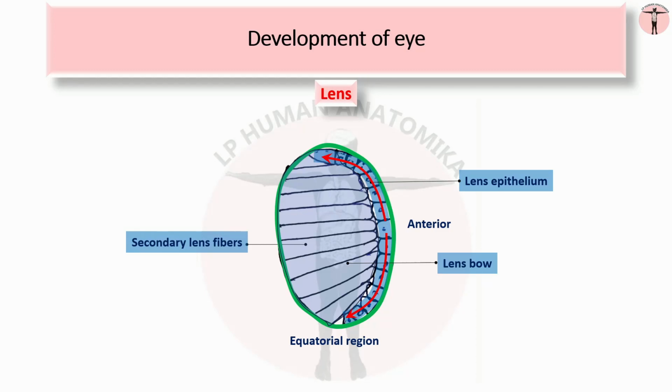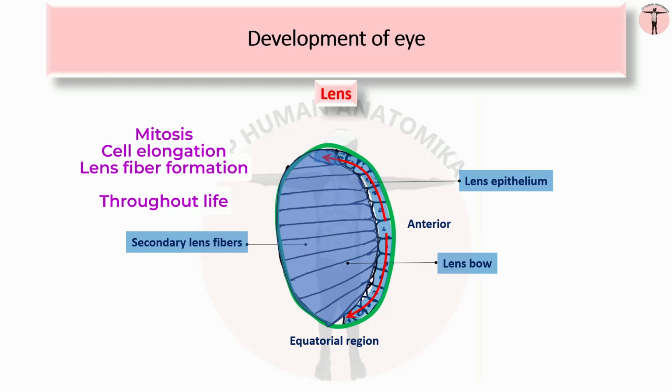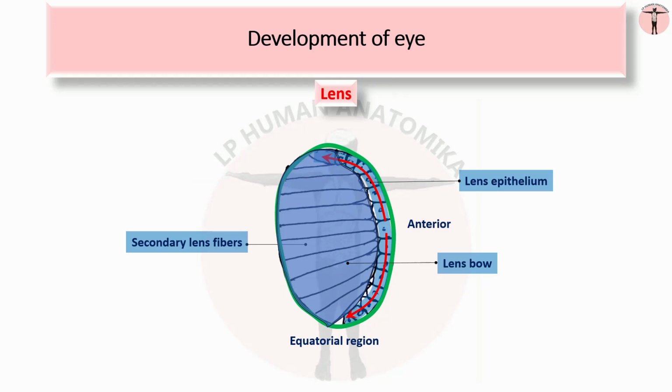The first layer of secondary fibers is completed by the 7th week. Secondary lens fibers continue to form and each layer surrounds the previous layer. Mitosis, cell elongation and lens fiber formation continue throughout development and throughout life. The lens is initially spherical in shape but becomes more ellipsoid with additional fibers. The lens capsule is evident at 5 weeks, evolving from the basement membrane of the invaginating surface ectoderm and from secretions of the lens epithelium.